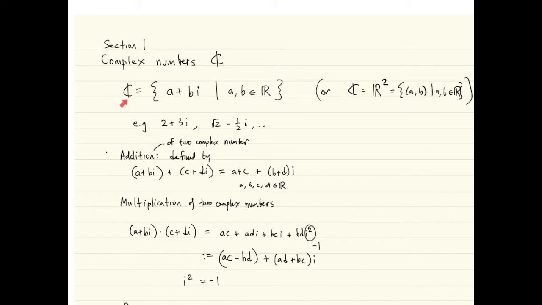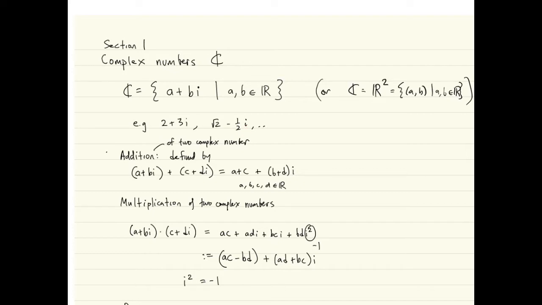Okay, so the complex numbers as a set, you can think of them as written as a plus bi, symbols where this i here is just a symbol for now, and a and b are elements of the set of real numbers. More formally, you can think of the complex numbers as the underlying set being R2, in other words, ordered pairs of real numbers. And okay, so the examples are 2 plus 3i, root 2 minus 1 half i, and so forth.